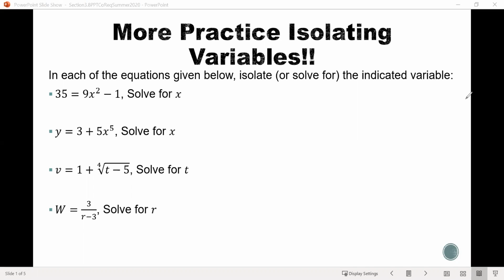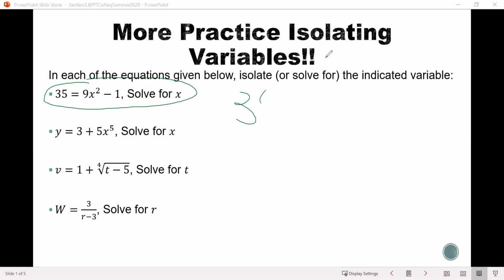And we've done a little bit of this already this quarter, but just doing some reminders and maybe doing it in some different ways. So let's first start with this first one here, where it says 35 equals 9x squared minus 1. We're asked to solve for x. So write that out here. And we know that if we're going to solve for x there, we need to isolate that x term. So we can do that by adding 1 to both sides.